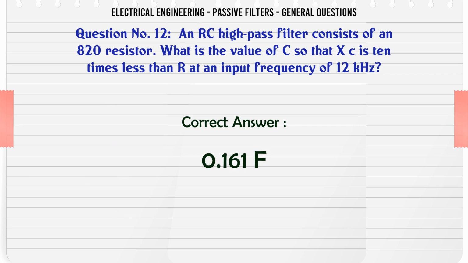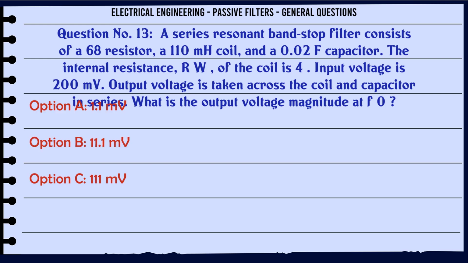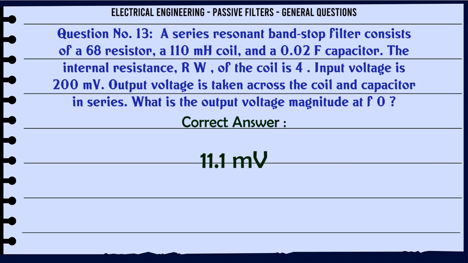A series resonant band-stop filter consists of a 68 Ω resistor, a 110 mH coil and a 0.02 µF capacitor. The internal resistance Rw of the coil is 4 Ω. Input voltage is 200 mV. Output voltage is taken across the coil and capacitor in series. What is the output voltage magnitude at f0? A, 1.1 mV; B, 11.1 mV; C, 111 mV; D, 200 mV. The correct answer is 11.1 mV.